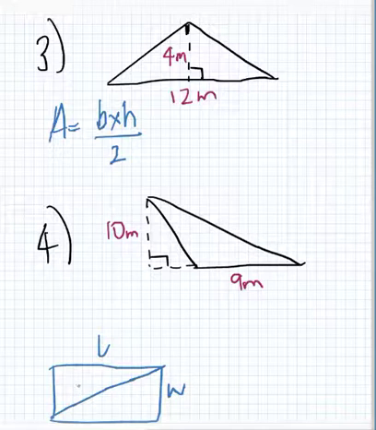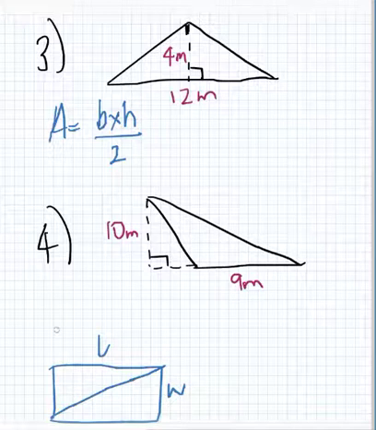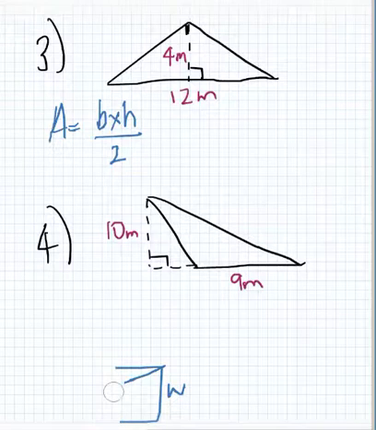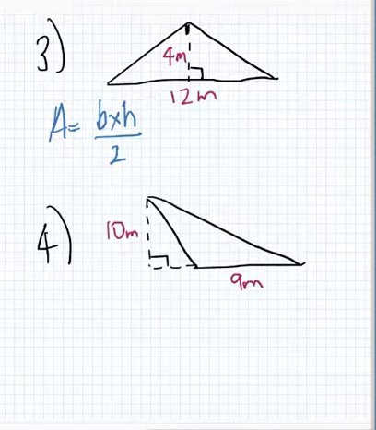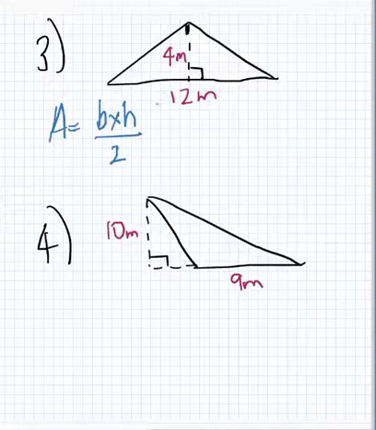But the thing is, a triangle is a bit different to a rectangle. Instead of a length and a width, we now have a base and a height. And it's very important to understand what the base is and what the height is. Now the base, just like anything, the base is the bottom part of the triangle. And to know whether it's the base or not, the height of the triangle hits the base.